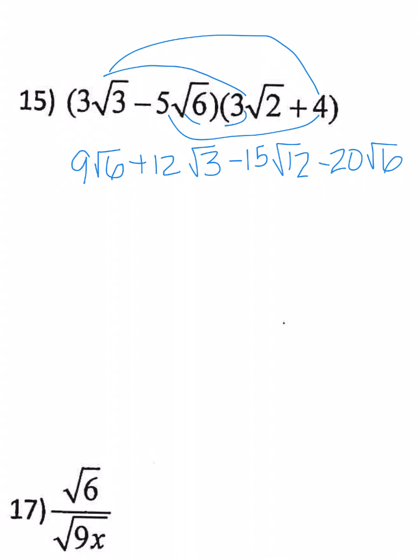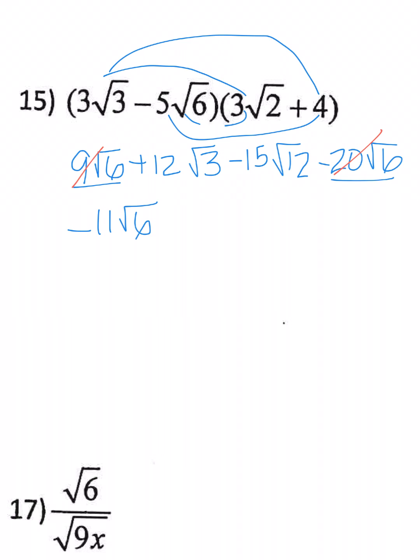Now we're going to see if we can combine any of these or break any of the radicals down. First, I'm realizing that I have a radical 6 here and a radical 6 here, so I can combine those. So negative 20 radical 6 and 9 radical 6 are going to combine to give me negative 11 radical 6. So I'm just going to cross these out because I've already combined those.